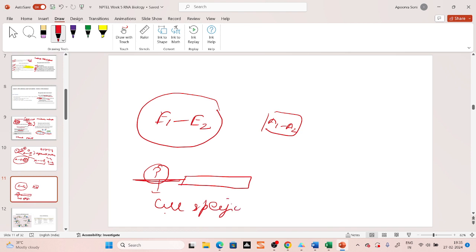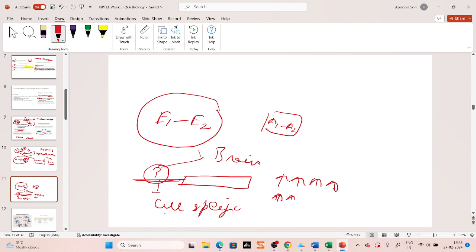If this promoter is specific for brain tissue, then although this gene is present in other organs such as lungs and liver, it will not be expressed in lungs and liver. It will only be expressed in brain, because the driver, the promoter, is brain specific. Is it clear? And if it's a very strong promoter, then the level of expression would be very high. If it's a weak promoter, then the level of expression would be low.